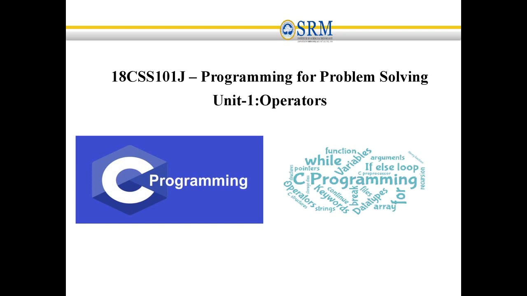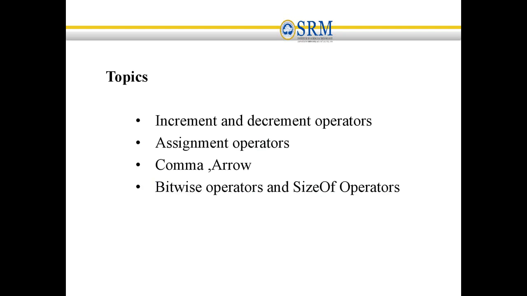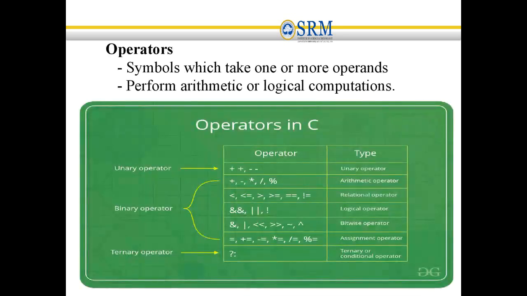Unit 1: Operators. The topics are increment and decrement operators, assignment operators, comma, arrow operators, bitwise operators, and sizeof operators. Operators are symbols which take one or more operands and perform arithmetic or logical computations. We can define operators as symbols that help us perform specific mathematical and logical computations on operands. In other words, an operator operates on the operands.